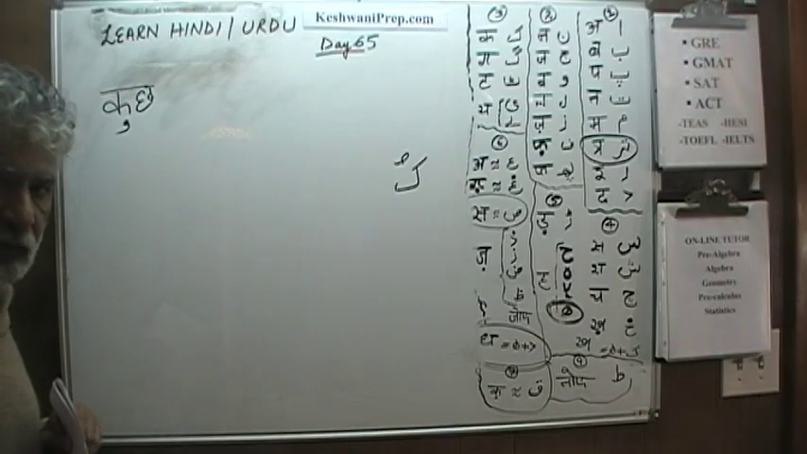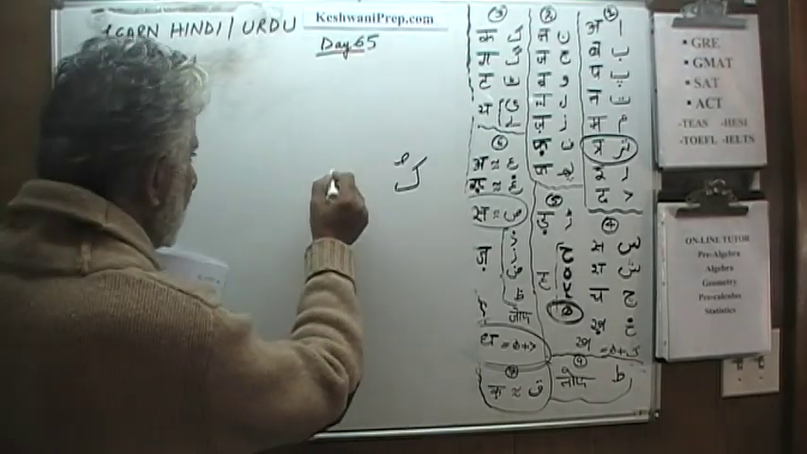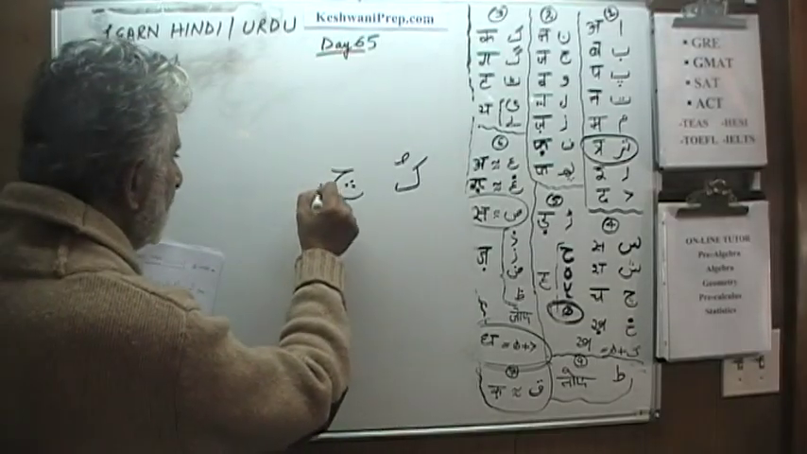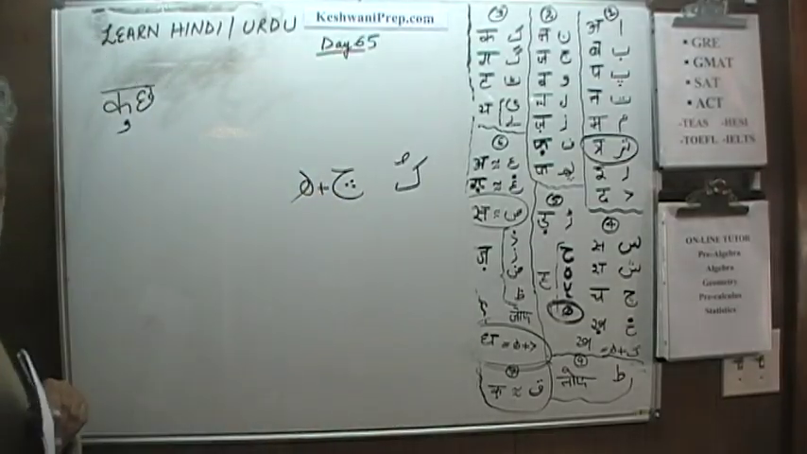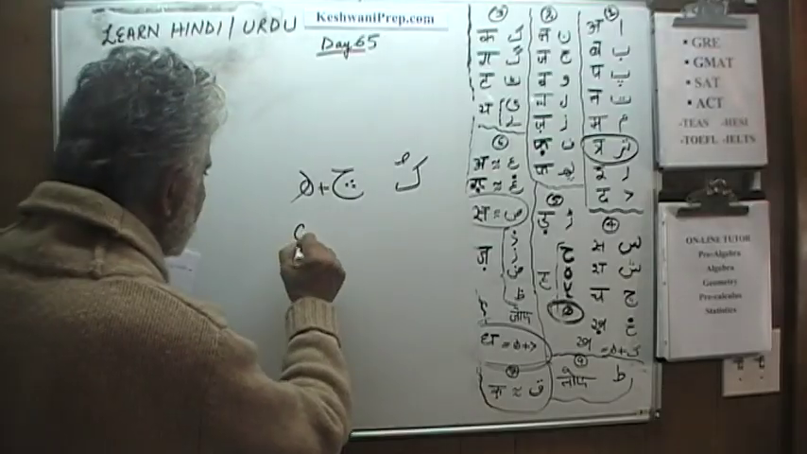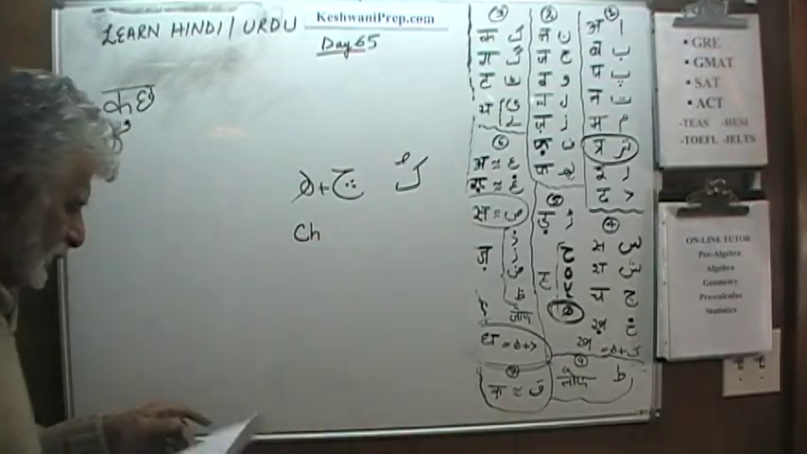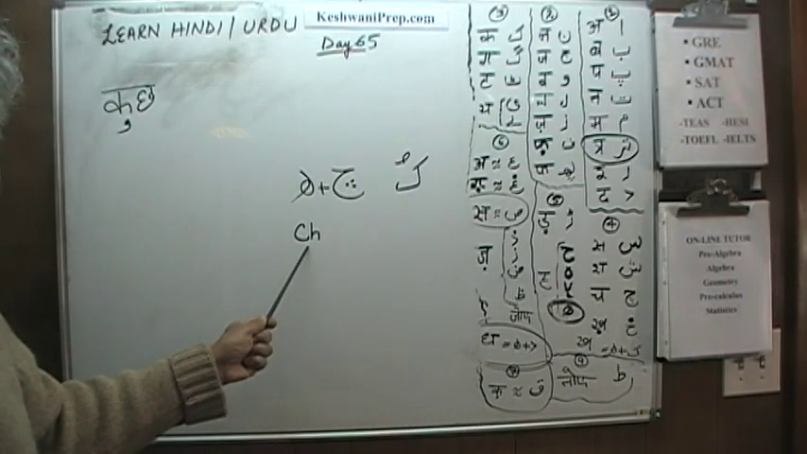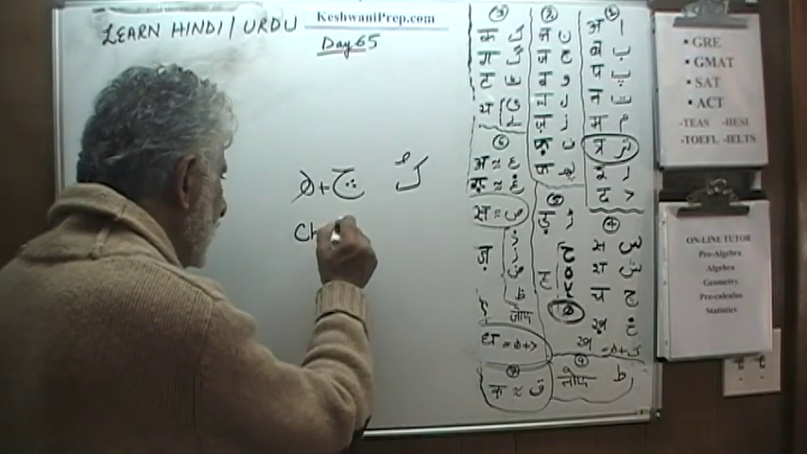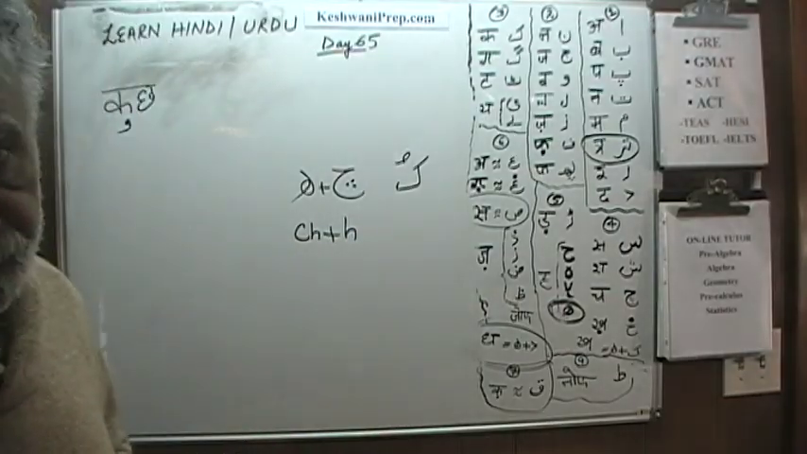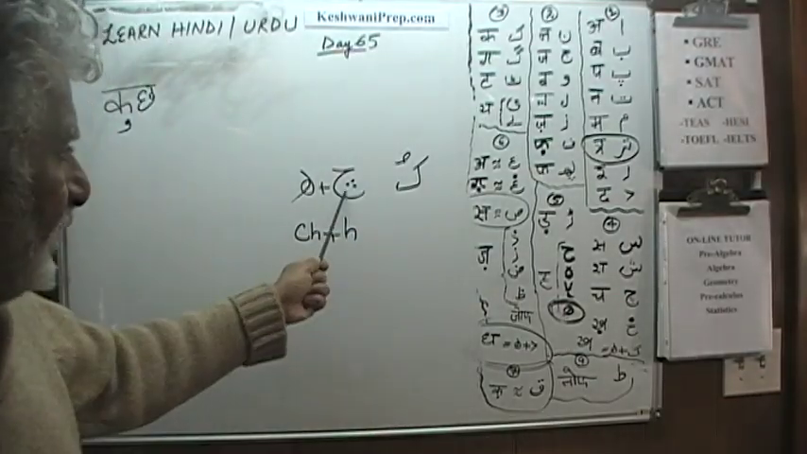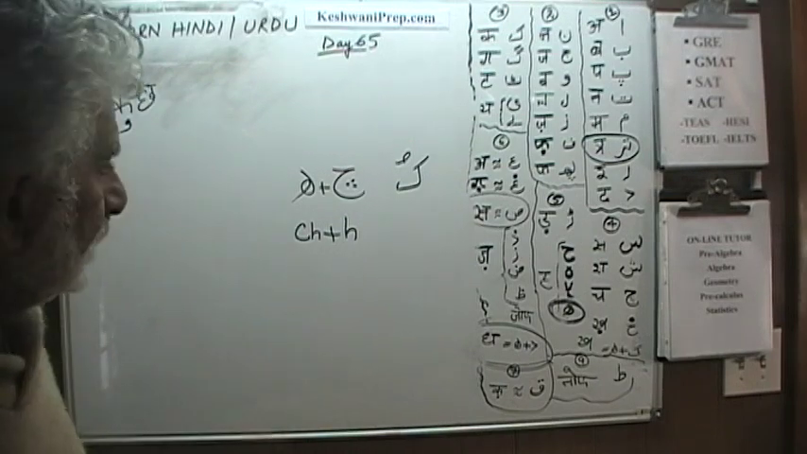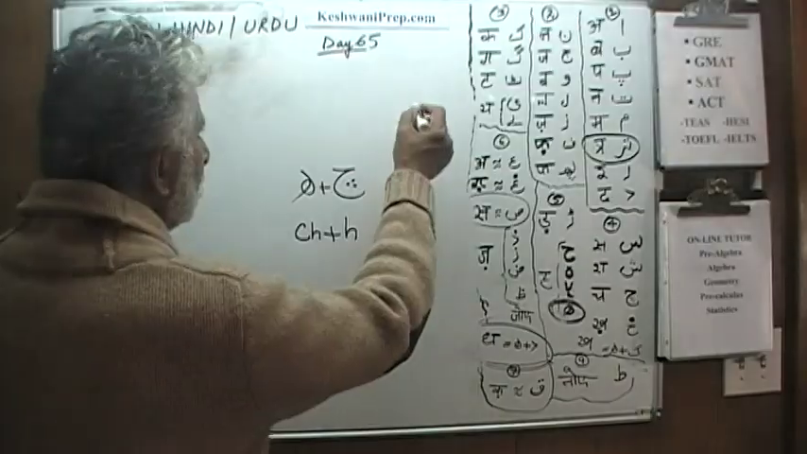Urdu does not have a unique letter for ch, so what we do is we take our che and we combine it with a he. Just like you would do in English. English is even worse. English doesn't even have a letter for ch. So they take a c and an h to make a ch. That's exactly the same idea here. At least we have a che. So you write the che and then another he. When we put it together, it's going to look like this.